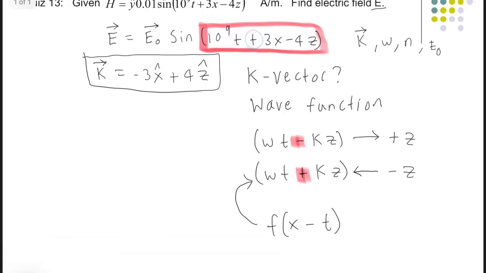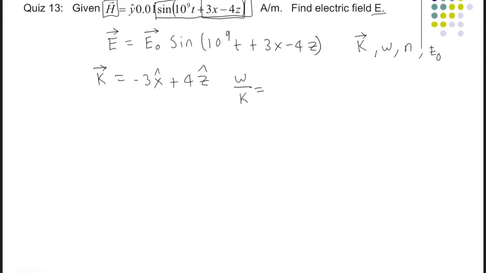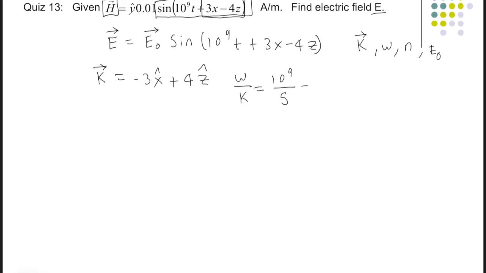So we have plus 3x and minus 4z, but for our k vector, we turn that into negative 3x and plus 4z. And it's only because we have a wave function that acts just like a shift. Now, we just have to find the value for n, and we get this equation, omega over k is equal to 10 to the 9 over 5, which is equal to c over n.